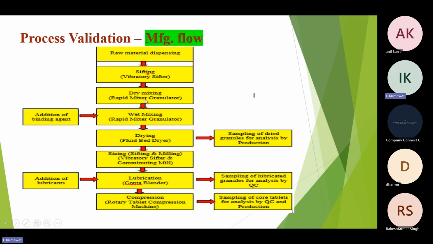In some of the steps we add a binding agent or a lubricant. At some stages we have to perform sampling, like in dry mixing and at lubrication, to check whether the blend is appropriately mixed. At the compression stage we collect tablet samples and send them to the quality control department for further testing. Based on the analytical result, we conclude whether the process is within the qualification or validation stage or not.